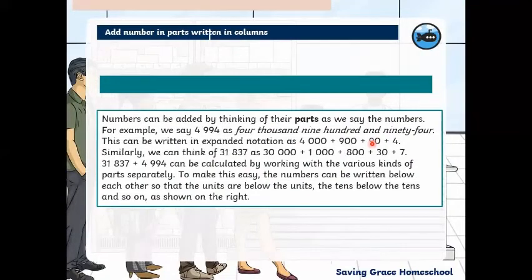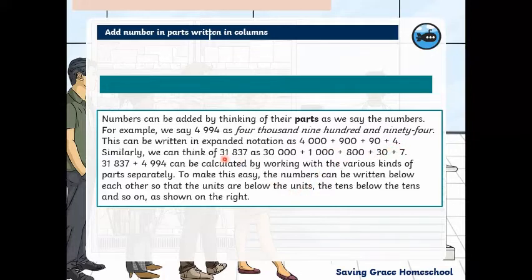Numbers can be added by thinking of their parts as we say the numbers. For example, we say this number 4,994. This can be written in expanded notation as 4,000 plus 900 plus 90 plus 4. So that was 4,994. Okay.